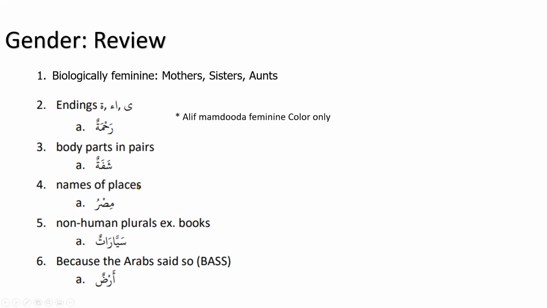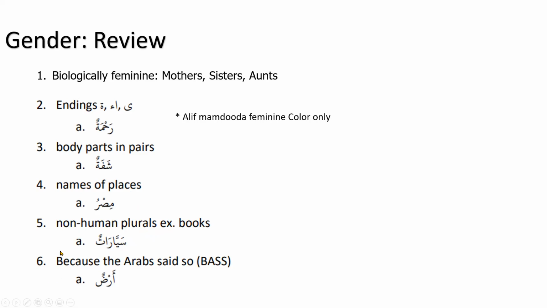Names of places. We had some names of places in the Quran, and most of them are feminine, all of them actually in the Quran. Non-human plural was an exceptional one. Anything that is non-human plural, like books or houses or cars, is always feminine. Human plural could also be feminine, and we'll talk about it today, inshallah ta'ala.